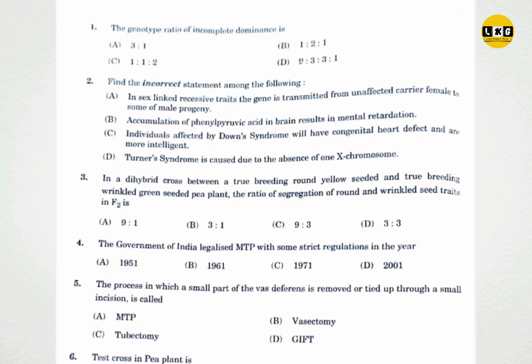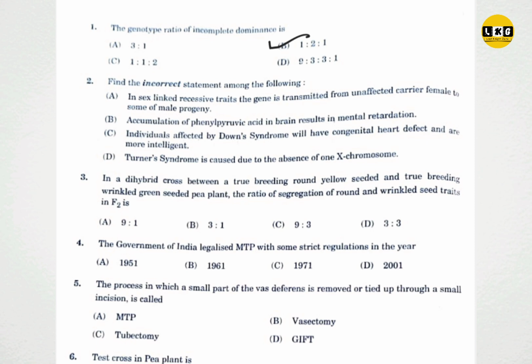So, in this video, we will discuss the key answer of KCET Biology 2024. So, the first question: the genotypic ratio of incomplete dominance. In incomplete dominance, the genotypic ratio and phenotypic ratio are the same. That is 1:2:1. So, option B is the right answer.